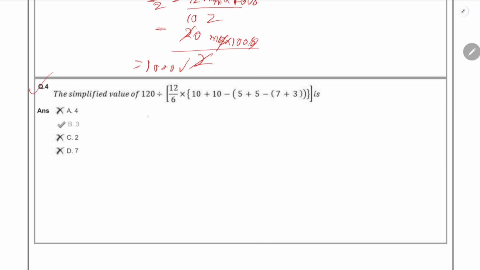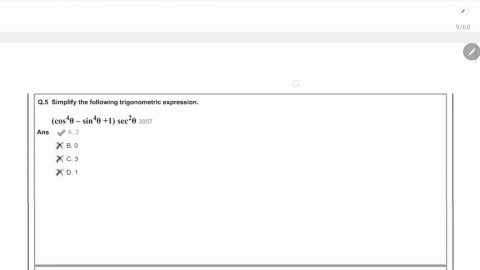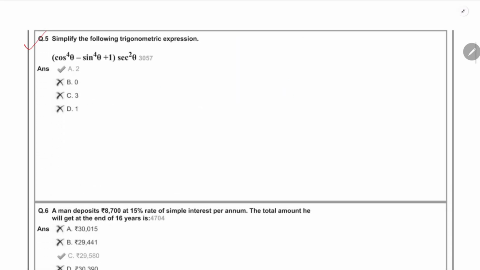In question number 4, you have to simplify the given value. So this whole value, this is 10 minus 10, this whole value is 0. 10 plus 10, this is 20, and this is 120 divided by 240 into 6, sorry, 6. Now 2, this is 3. Option B is correct.